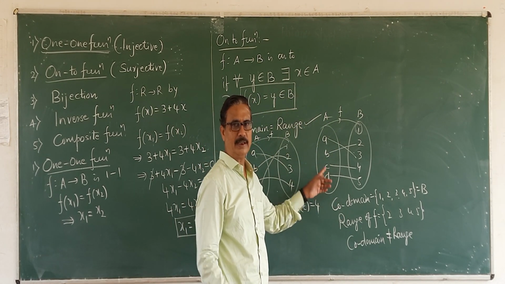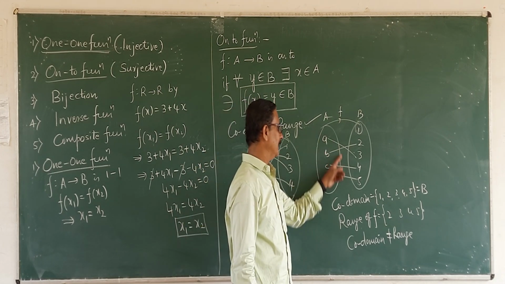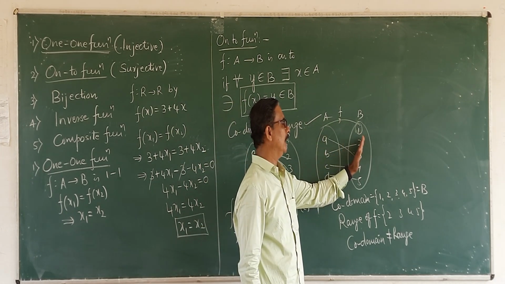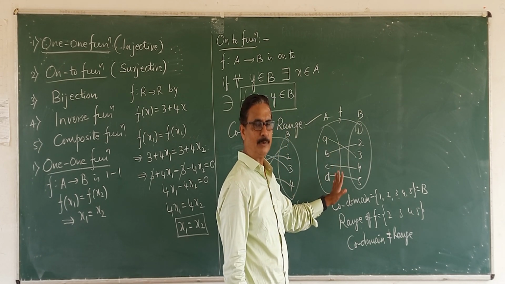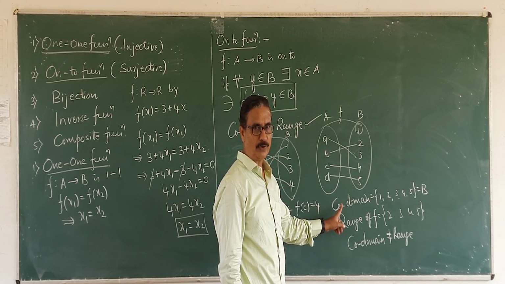Is it 1, 1 function? Yes, it is 1, 1 because different elements of a set will have different images. 1, 1, one element one image is there. It is clearly 1, 1, but it is not onto function.